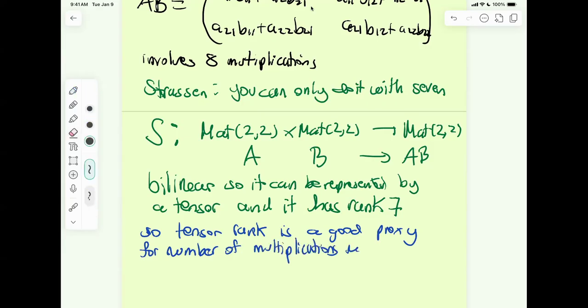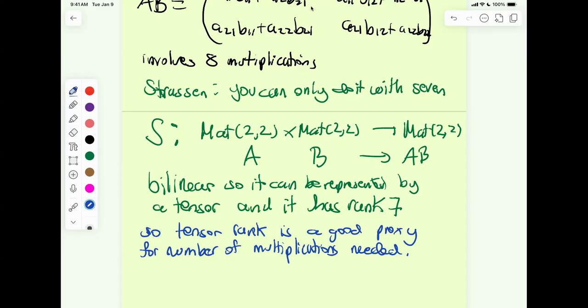So hopefully this gives you a sense that it is actually a useful thing to have around. Well, okay, it depends. You have to be careful because the matrix is 2 by 2, right? Let's think about it.